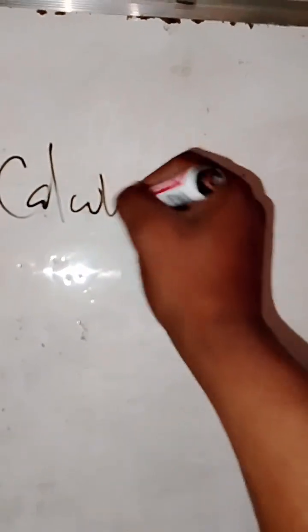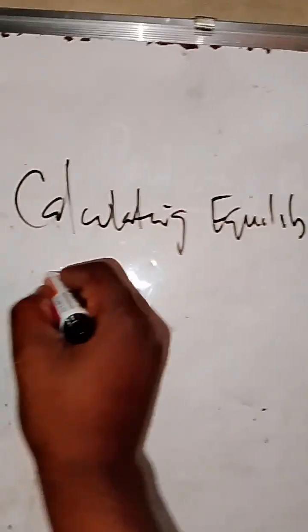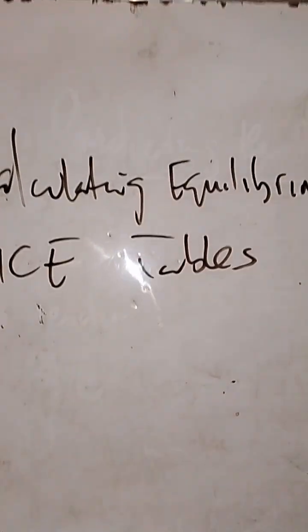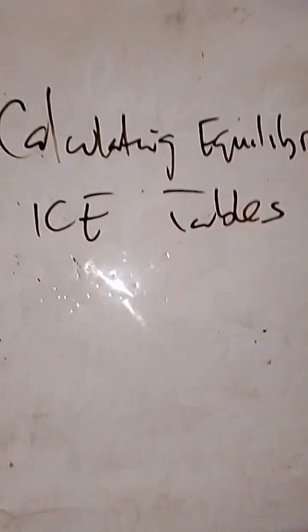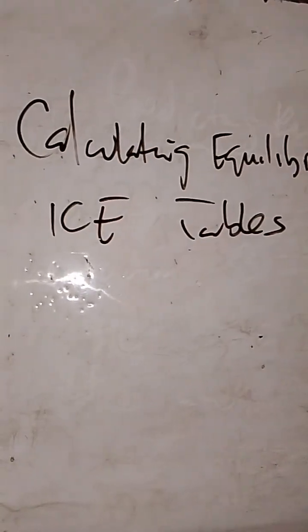Okay, so we can now look at calculating equilibrium concentrations and pressures. We can use ICE tables to solve equilibrium problems for Kc or equilibrium amounts.